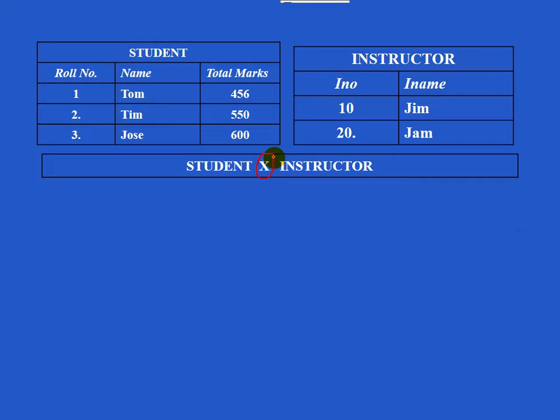So in layman's language, we can say multiplication of two tables. Don't use multiplication, it is layman's language. So the technical term to be used is the Cartesian product of two relations. Now, for the resultant relation, the degree of the resultant relation equals degree of the first relation plus degree of the second relation. So for the resultant relation, number of columns equals 3 plus 2, that is 5.